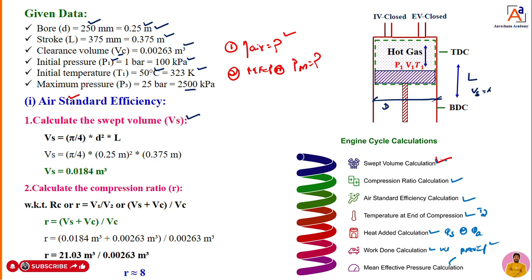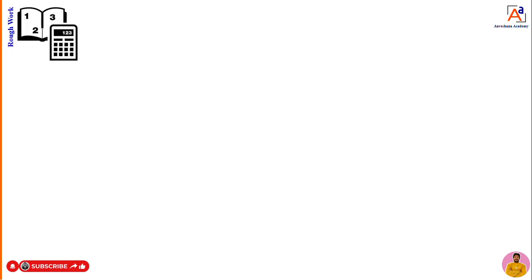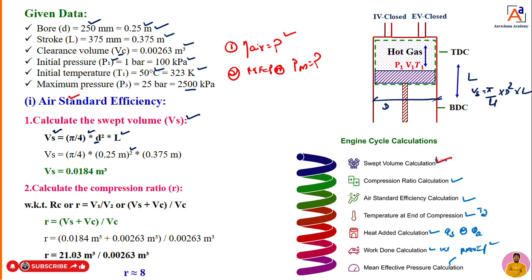What is the swept volume? Vs is equal to pi/4 into D square into L, since it is a cylindrical object. The same formula I am going to use here. Pi/4 is the constant, I will keep it as it is, into D square, where D is 0.25 meter, into L, 0.375. Multiply, and you are going to get the swept volume Vs as 0.018 meter cube.